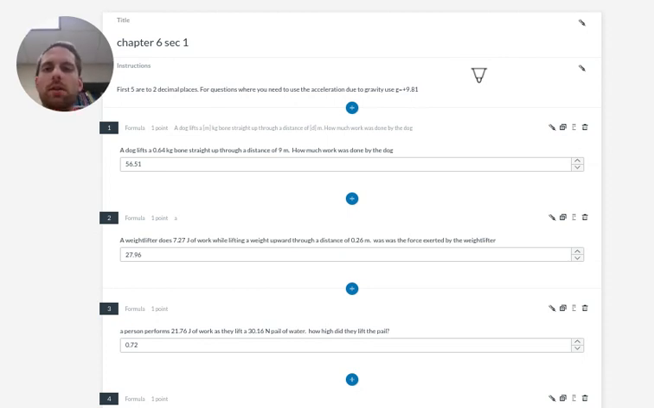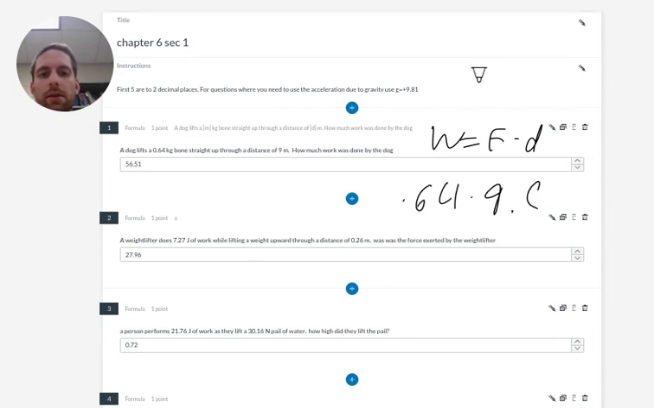So to start with, number one is about a dog lifting a bone through this distance. I want to know the work, so work is force times distance. Force here is the force of gravity, so mass times gravity, acceleration due to gravity, times height. So 0.64 times 9.81 times 9 meters, and this is to 2 decimal places.